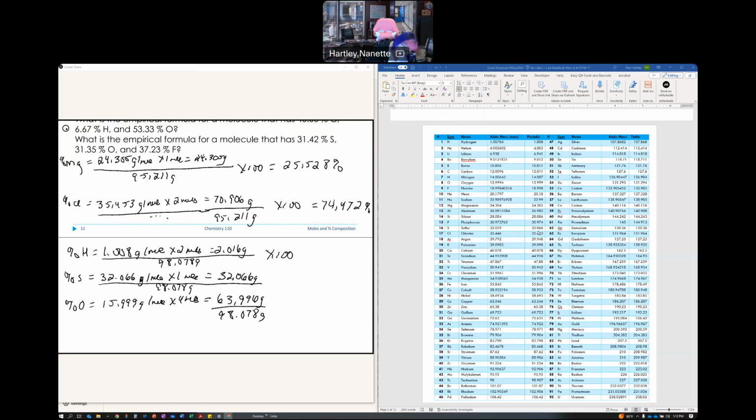Multiply that by 100. 2.016 over 98.078 times 100 gives me 2.055 and so on, 0.566%.